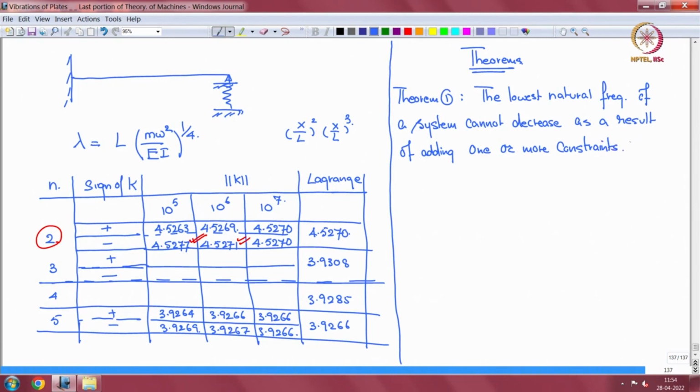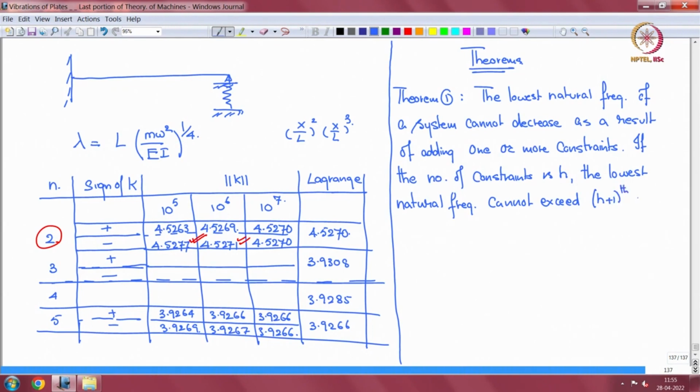Okay. Then if the number of constraints is h, the lowest natural frequency cannot exceed the h plus 1th natural frequency of the original system. Okay, an interesting theorem.